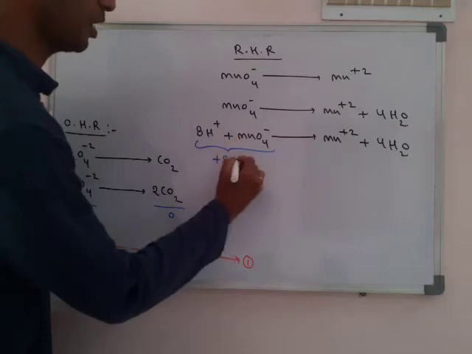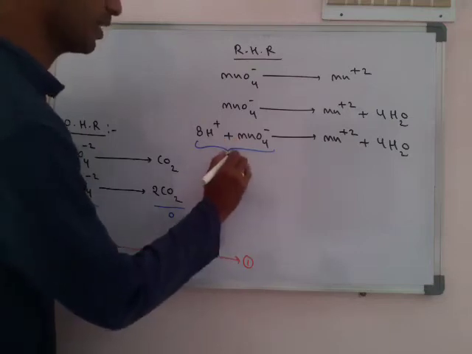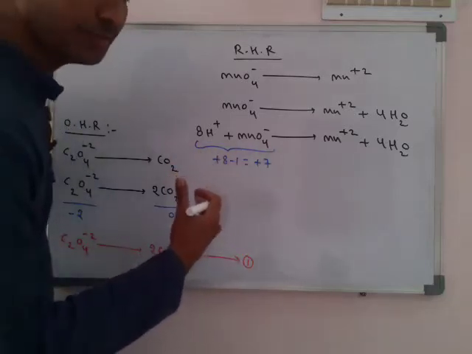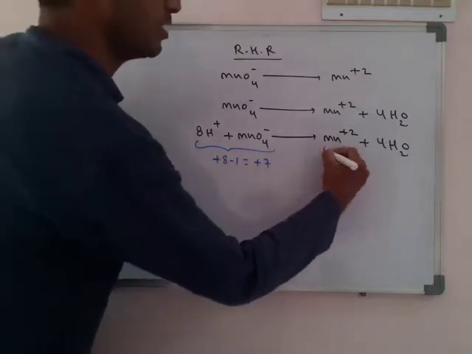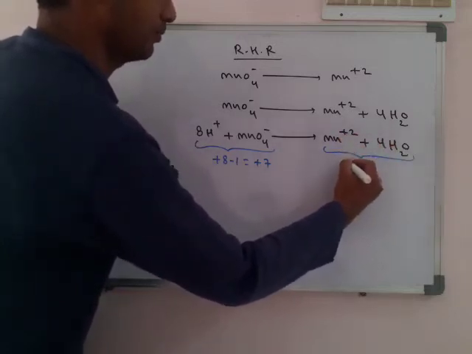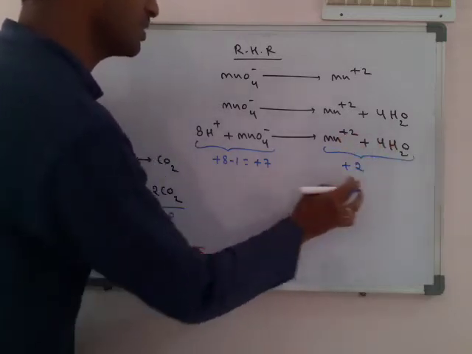Minus charge, how many? Just 1 mole is there, so 1. What total charge do we get here? The total charge is plus 7. That means the total left side charge is plus 7. So here what is the total charge? H2O is overall 0, and here the charge is plus 2. So plus 7 charge, plus 2 charge.